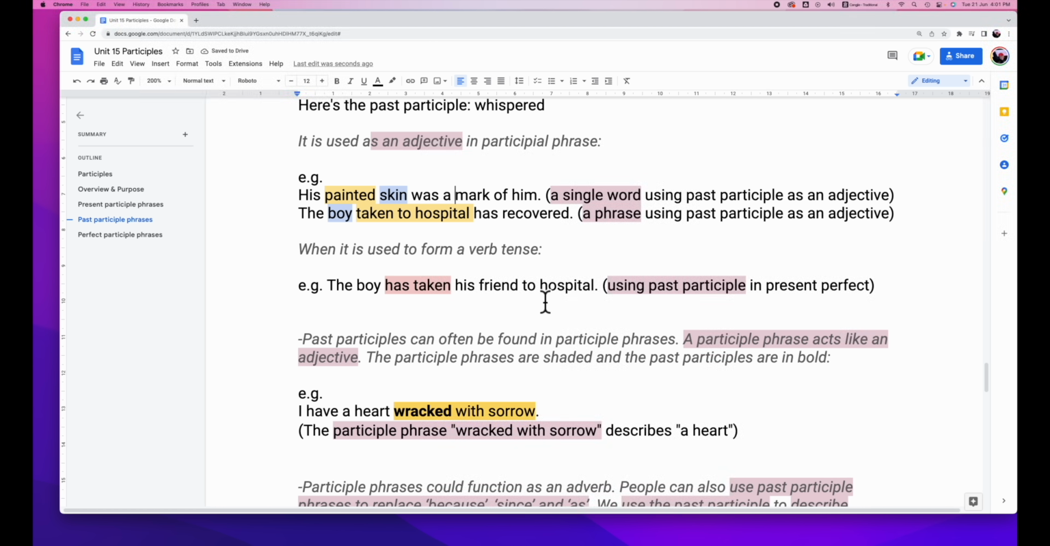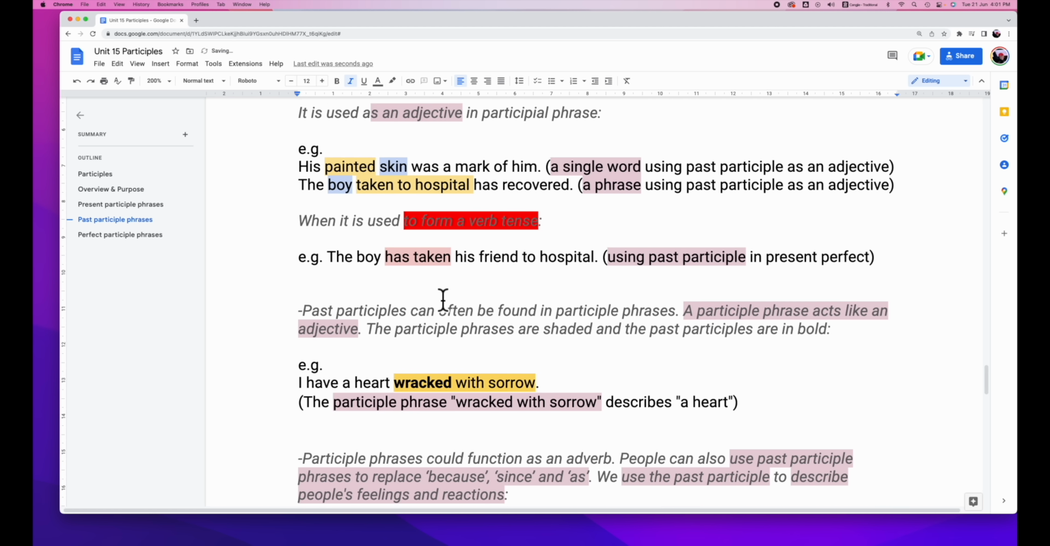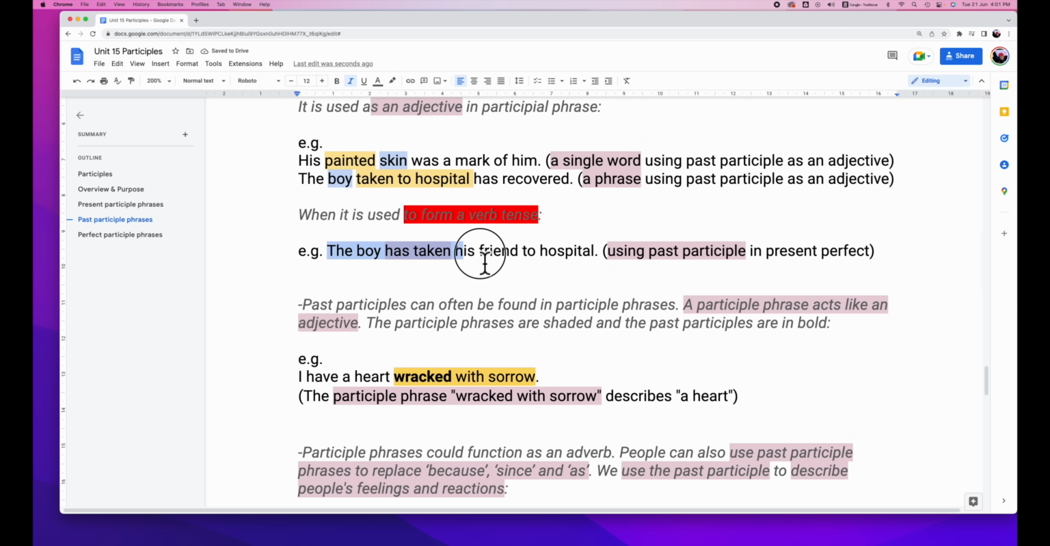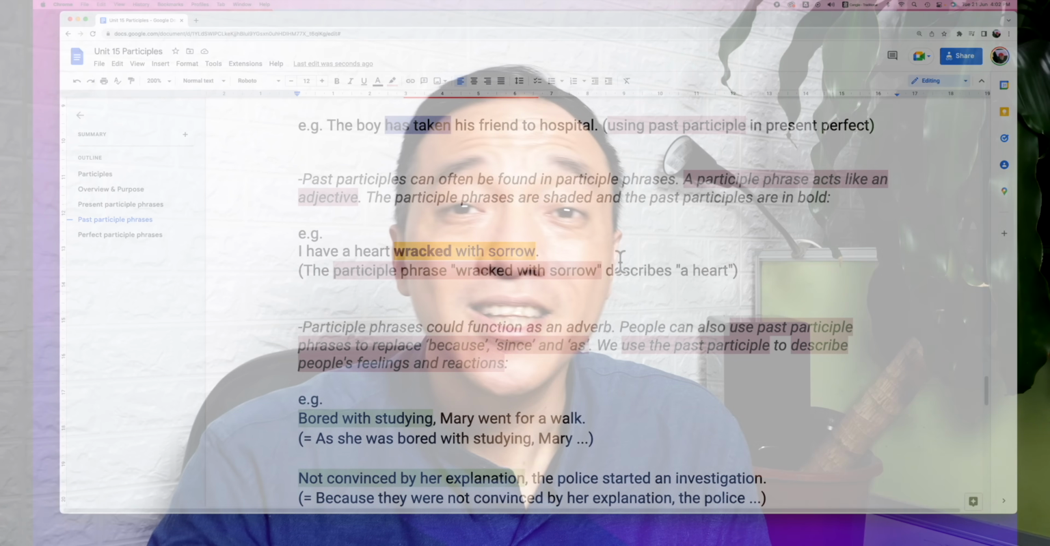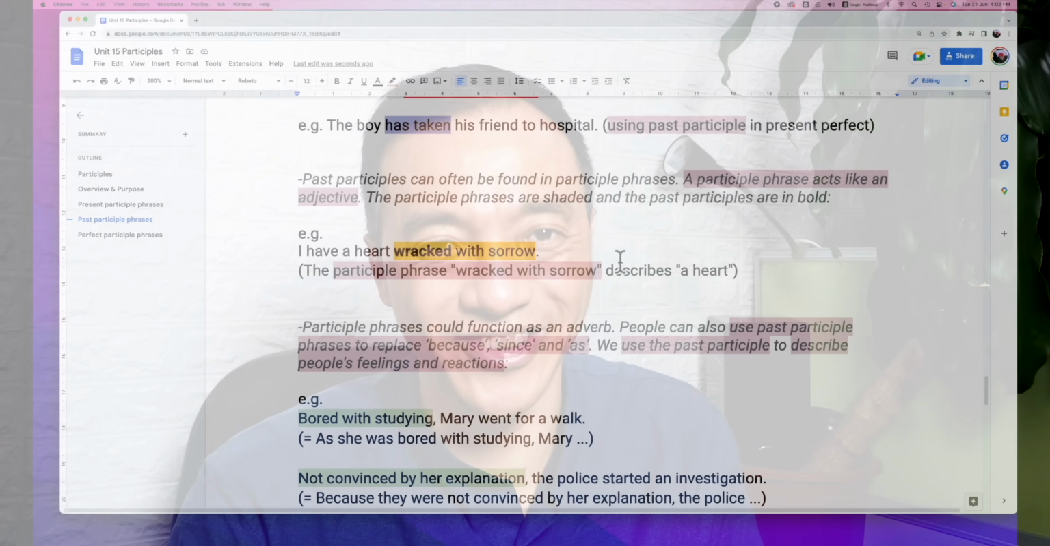Then let's compare with the past participle functioning as a verb, in red. The boy has taken his friend to hospital. Has taken. The word taken is a past participle form. However, it functions as part of the verb in the sentence, using the past participle in the present perfect tense. Then, how can we make use of the past participle functioning as an adjective, in yellow, in a sentence? Let's take a look.